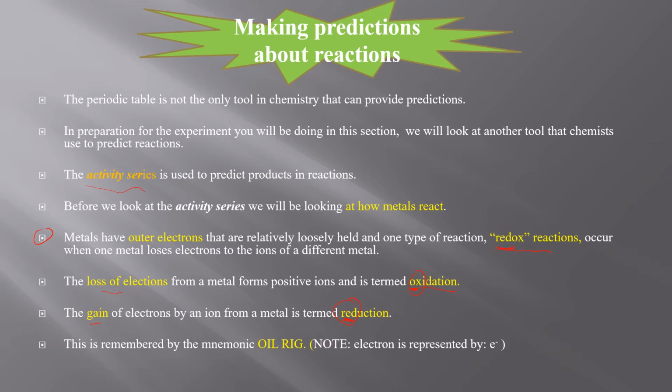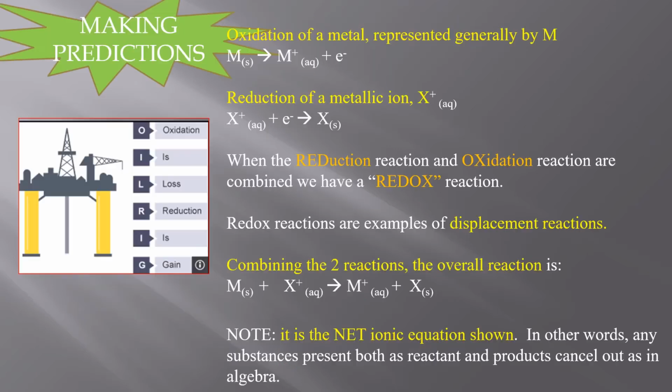We have a mnemonic that we refer to as OIL RIG, which is basically oxidation is loss of electrons, reduction is gain of electrons. That's a little way of remembering what's actually going on, because we're going to have two metals that react. The reaction is called a redox reaction because one metal is reduced and the other metal is oxidized, and that's why we call it a redox reaction.